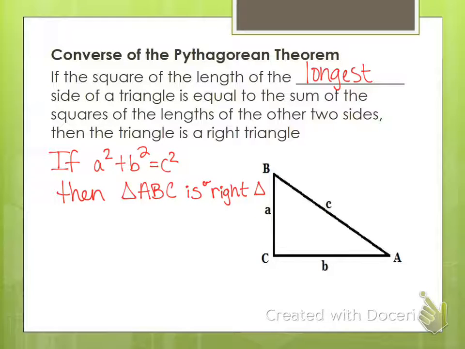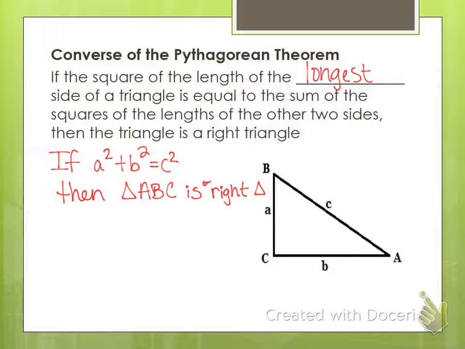So we're just going backwards. Remember, the converse switches the hypothesis and the conclusion. This time we don't necessarily refer to C as the hypotenuse yet because we haven't shown or proven that this is a right triangle. If it's not a right triangle, then you don't have a hypotenuse. We do, however, have a longest side. Questions, concerns, or need more time before we do an example or two?